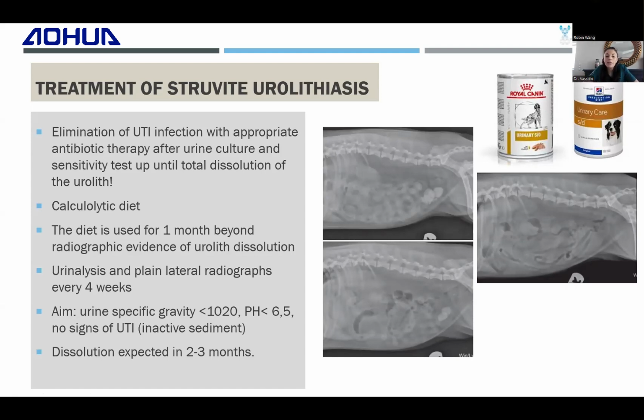And our aim is to have a urine specific gravity of less than 1020 and a pH less than 6.5. Okay, and no signs of UTI.